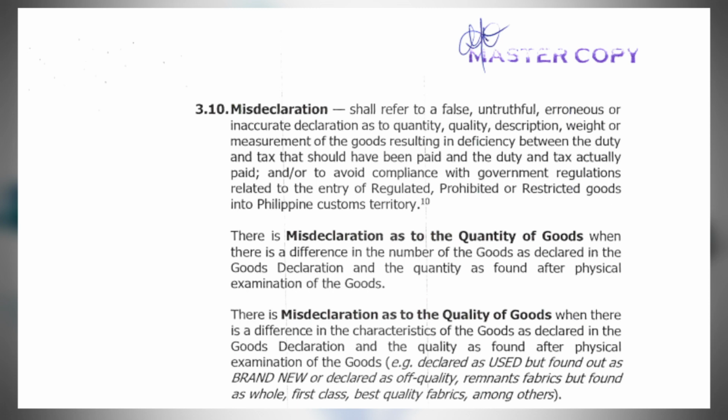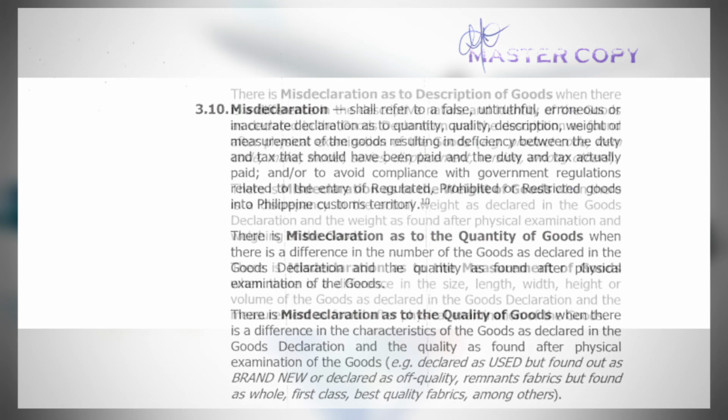There is misdeclaration as to the quantity of goods when there is a difference in the number of the goods as declared in the goods declaration and the quantity as found after physical examination of the goods. There is misdeclaration as to the quality of goods when there is a difference in the characteristics of the goods as declared in the goods declaration and the quality as found after physical examination of the goods, e.g. declared as used but found out as brand new, or declared as off quality, remnants fabrics but found as whole first class/best quality fabrics, among others.